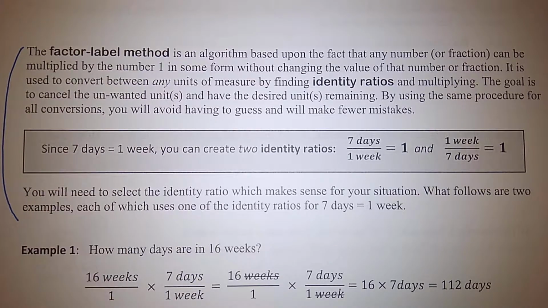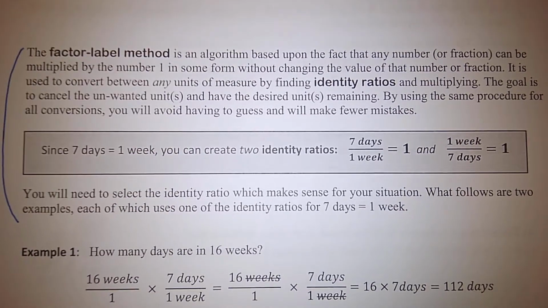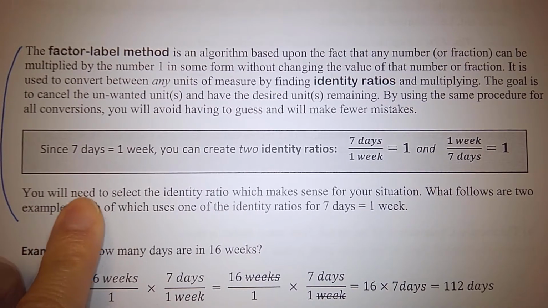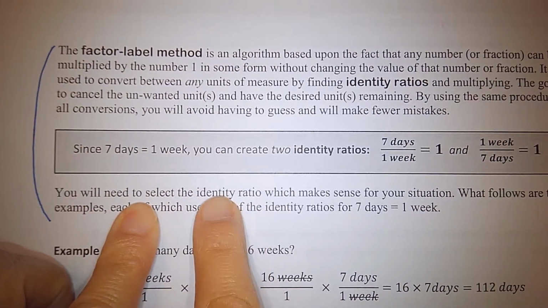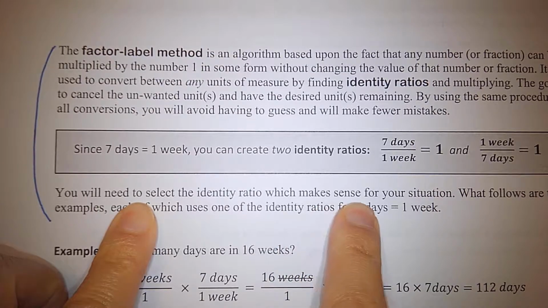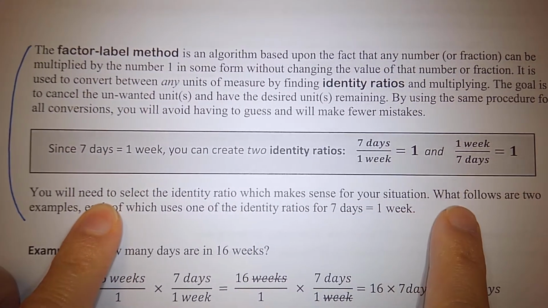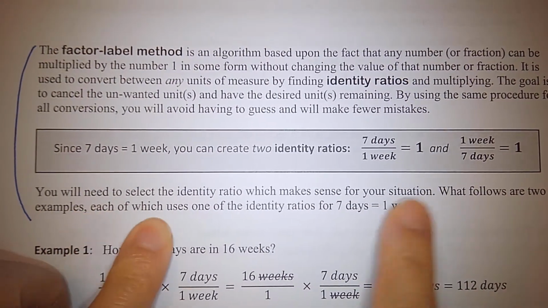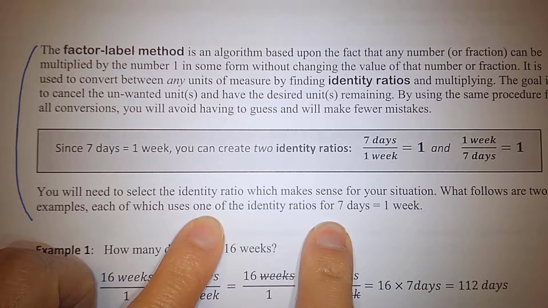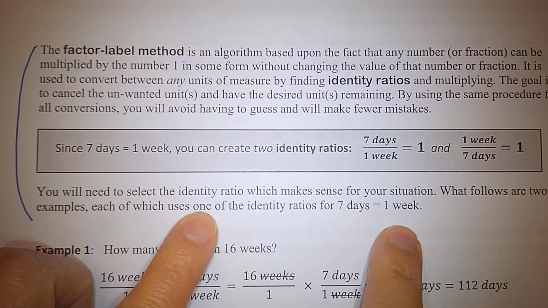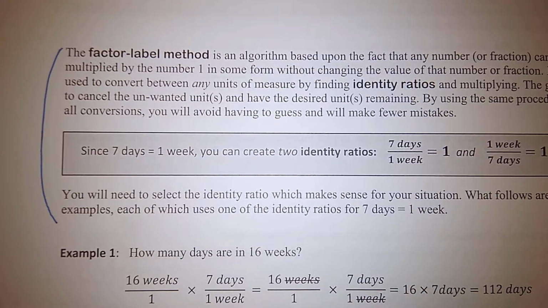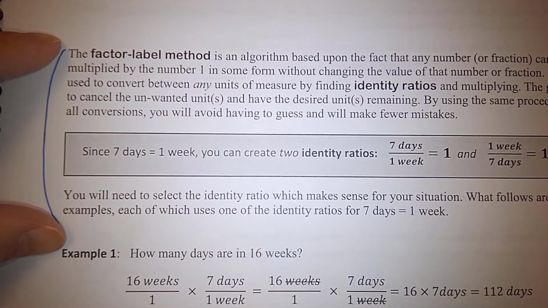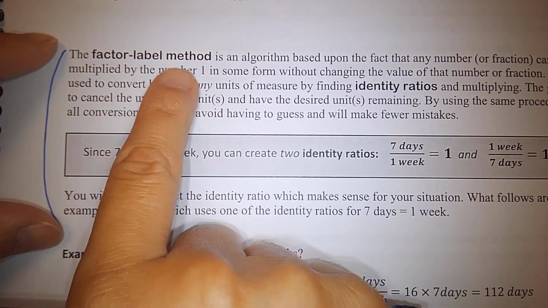Since 7 days is 1 week, you can create 2 identity ratios. 7 days over 1 week is 1, and 1 week over 7 days is 1. You will need to select the identity ratio which makes sense for your situation. What follows are 2 examples, each of which uses one of the identity ratios for 7 days equals 1 week. Very good, thanks. Okay, so in this paragraph, it told us what is a factor label method.